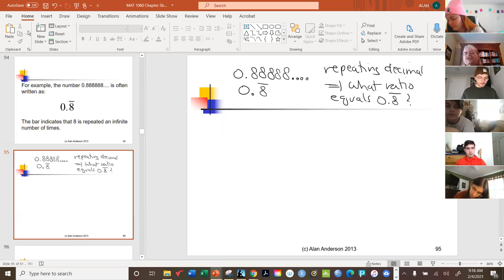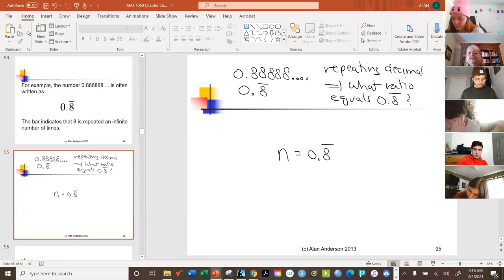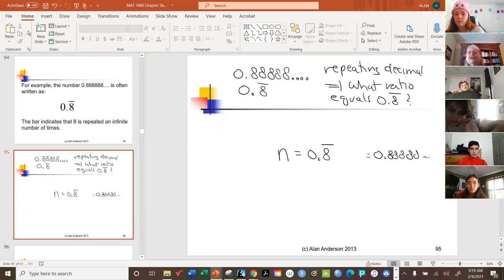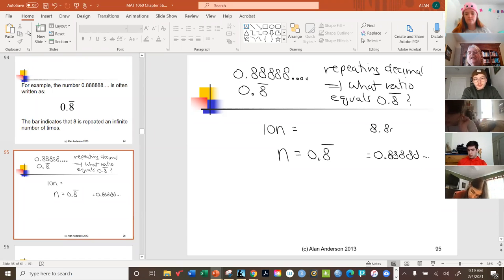So here's our strategy. Watch this. Let's define n to be 0.8 bar. And when you see this, you'll say, oh, this is so simple. If that's the case, and remember, this is equal to 0.88888, and it goes on and on and on forever, what is the value of 10n? Well, in decimal form, it's going to be 8.88888, but we can write it as 8.8 bar.